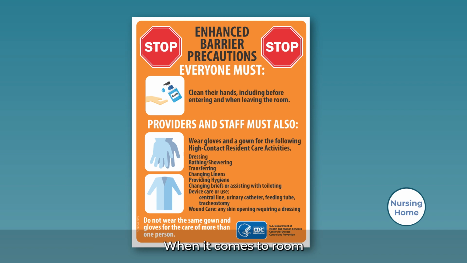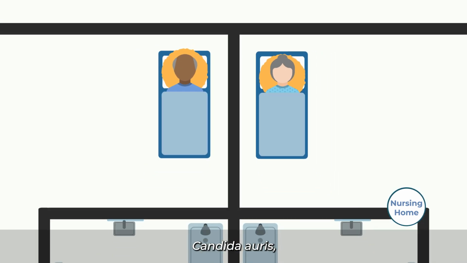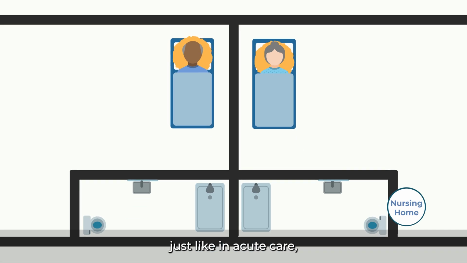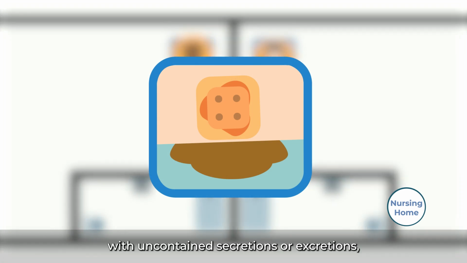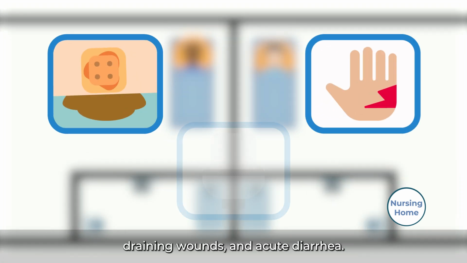When it comes to room assignments of residents with Candida auris, just like in acute care, private rooms are ideal. When this isn't possible, private rooms should be prioritized for people at higher risk of transmitting Candida auris to others, like patients with uncontained secretions or excretions, draining wounds, and acute diarrhea.